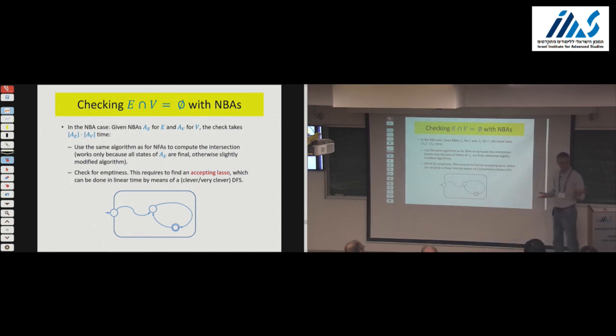Now this is a bit more tricky, right? What does it mean to check for emptiness, that the language of a Büchi automaton is empty? It is not enough to check that you can reach a final state. You have to check that you can reach a final state which is in a circuit, right? Because then you can go here and then cycle here, and then you will accept something on that run. So you have to check the existence of an accepting lasso.